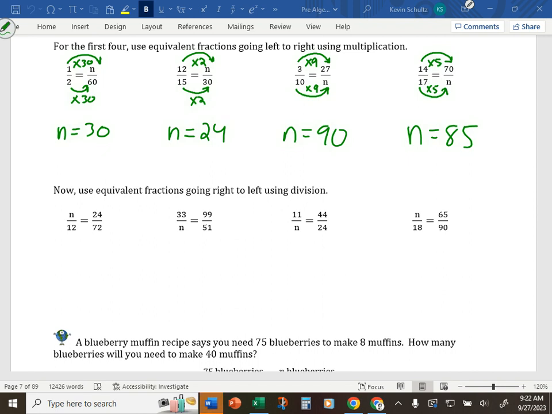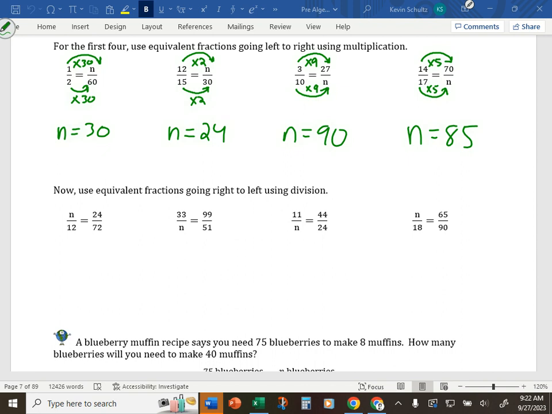Okay? What that number is called that we're finding here is called the scale factor. How to get from 15 to 30 or 3 to 27, whatever it is, that's called the scale factor. And with equivalent fractions, they all have a scale factor. Okay? The bottom row here, now our variables are in the first fraction, and so we're going to use division.